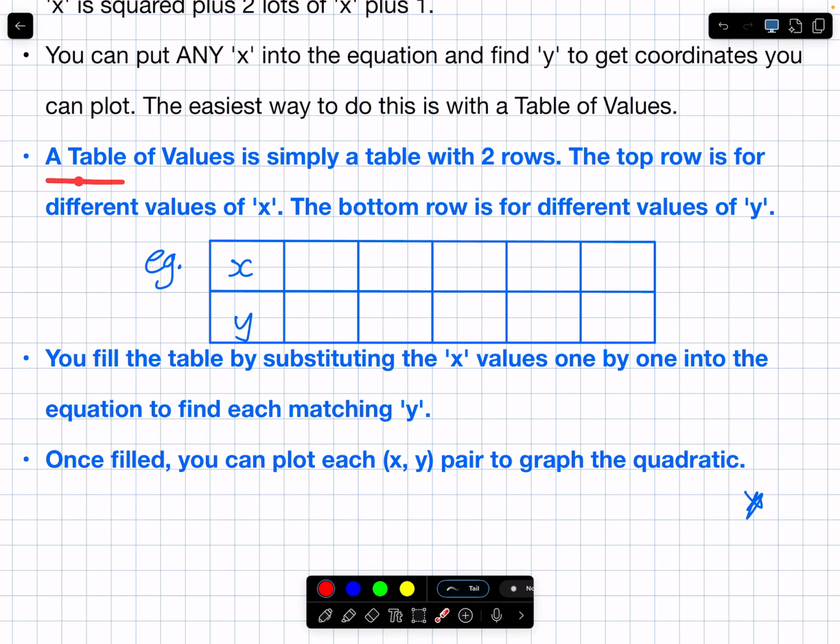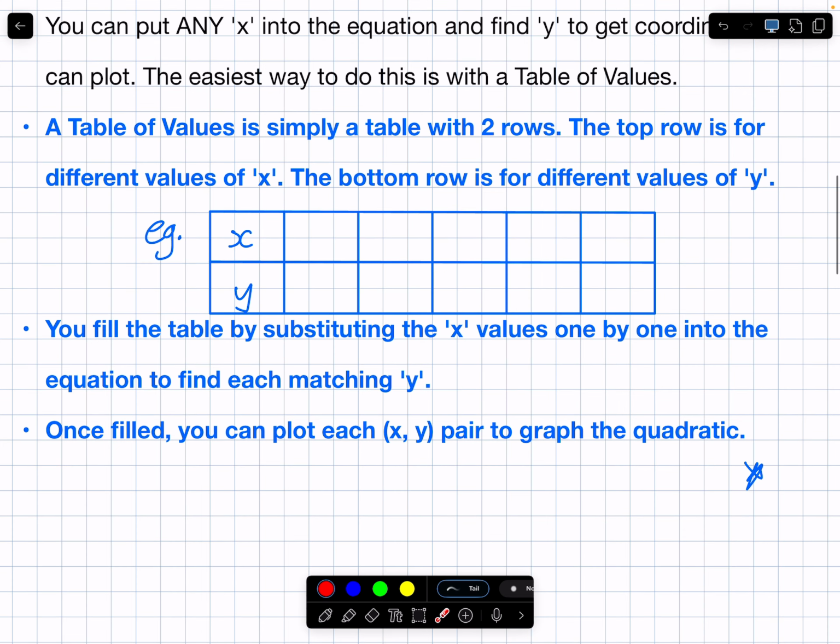A table of values is simply a table with 2 rows. The top row is for different values of x. The bottom row is for different values of y. You fill in the table by substituting x one by one into the equation to find the matching y. Once you've filled it, can you imagine a bunch of dots? I can trace that line. I can just put dots all over that Cartesian plane and trace it.